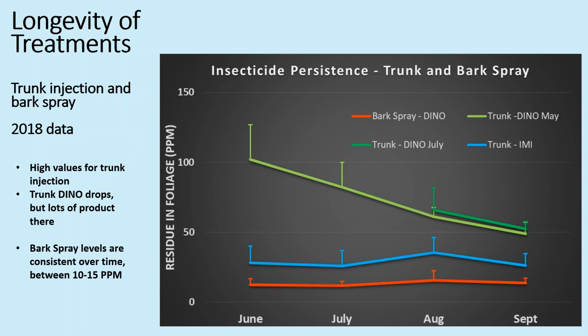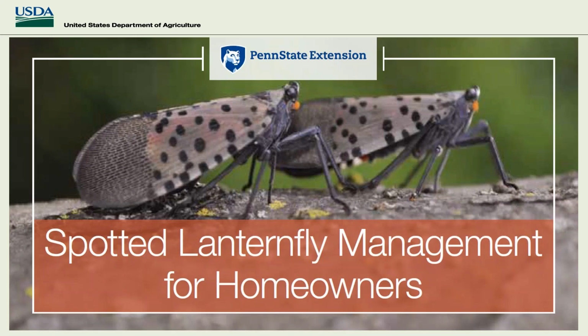And like I mentioned, the bark spray levels are consistent over time, and I think what's happening there is you're spraying the bark and it's absorbed and protected in the bark, and then the tree just over time is slowly absorbing more and more of the chemical. So you see nice steady levels with that.